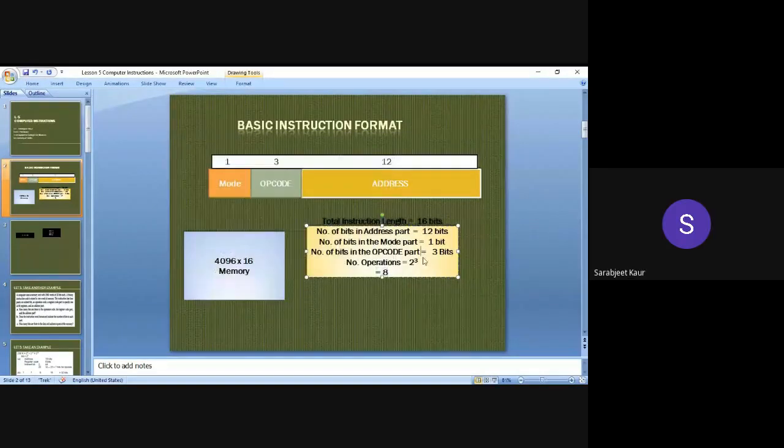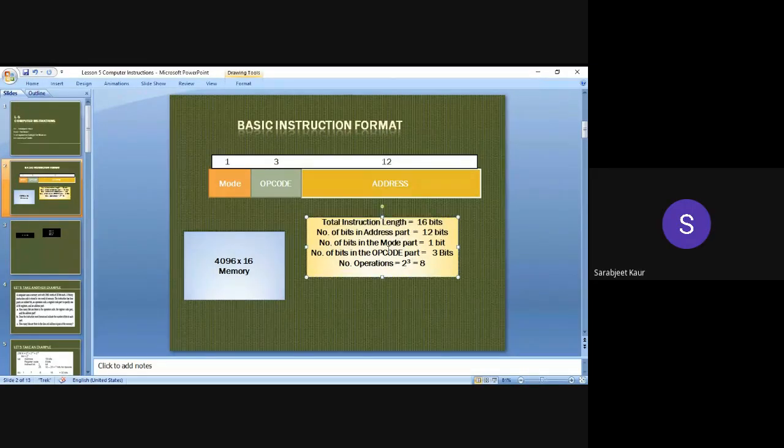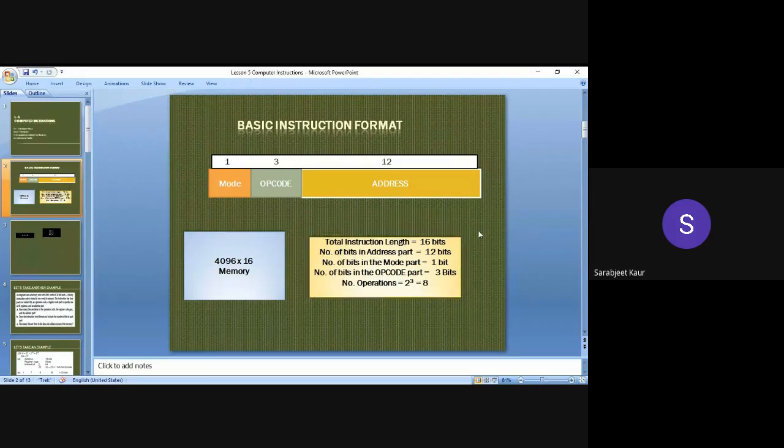Any problem up till now? Is it absolutely clear? Because this is a very frequent kind of question that is asked to you in the practicals, in Viva, and in the theory exams as well. Is this clear to everybody now? Yes, ma'am. Good.